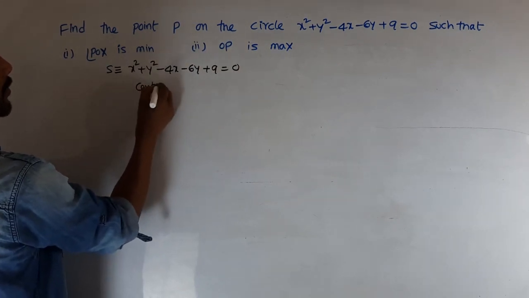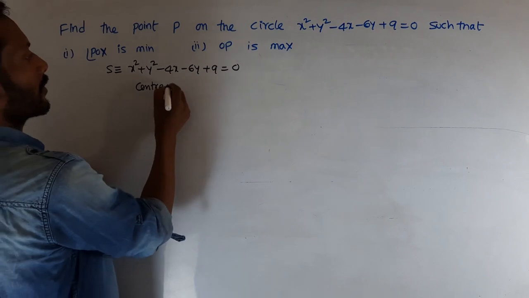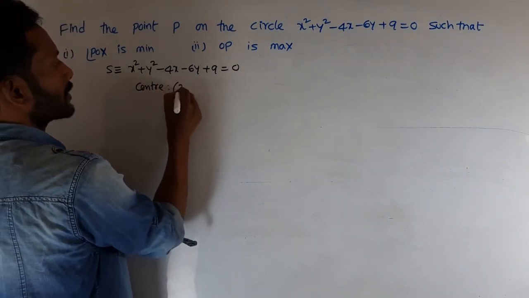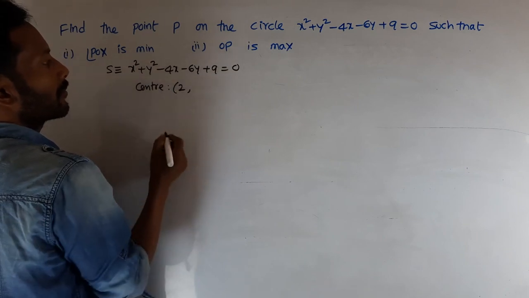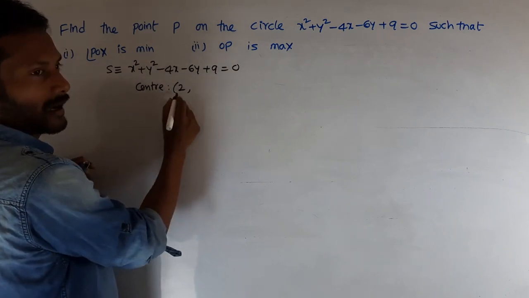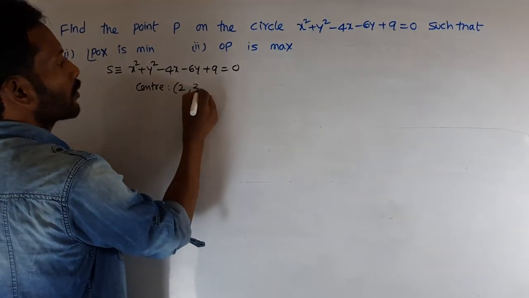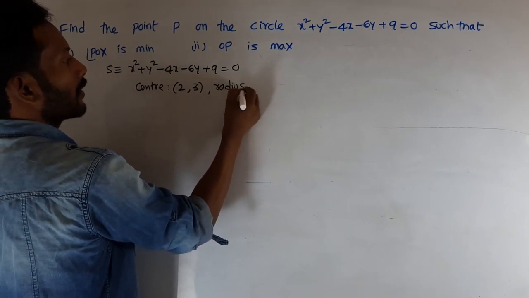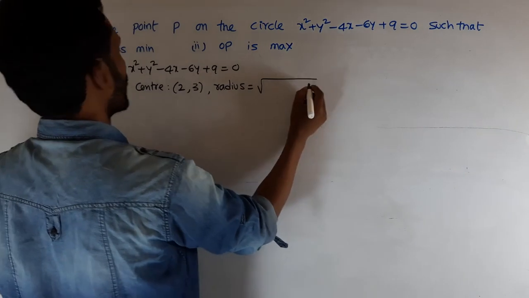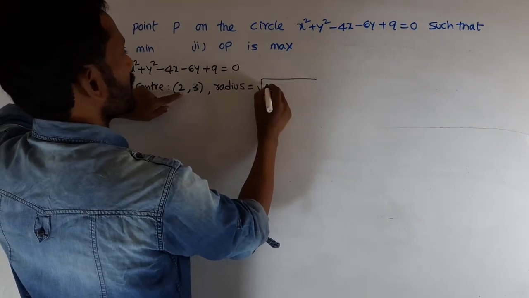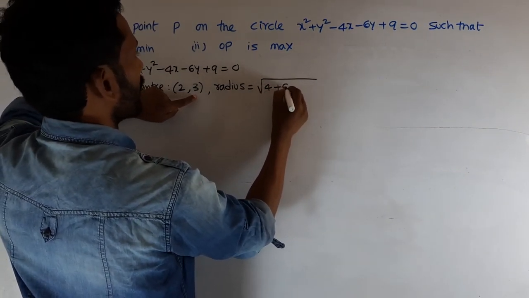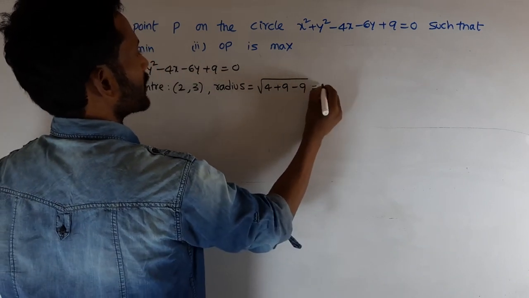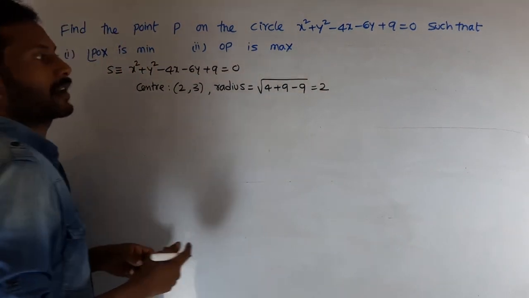Now the center is (−g, −f). g equals −2 and f equals −3, so the center is (2, 3). Next, the radius is the square root of g² + f² − c, which is 4 + 9 − 9. So the radius of the circle is 2.